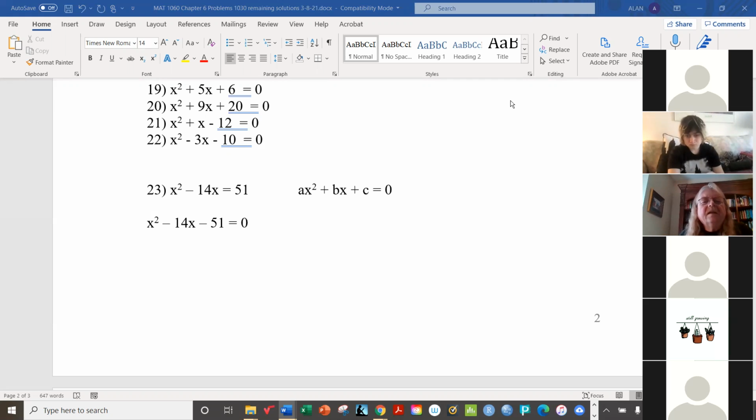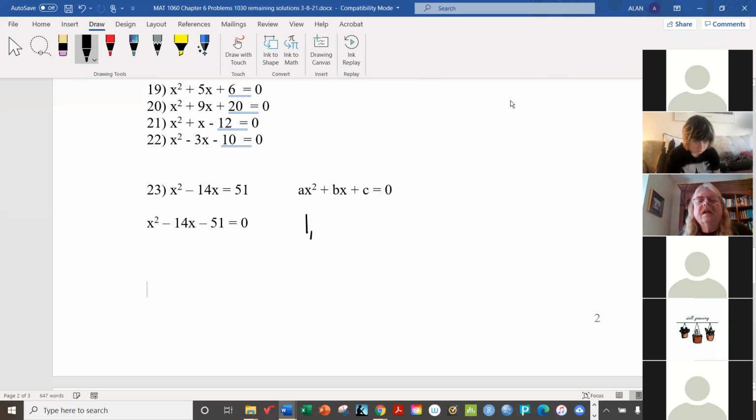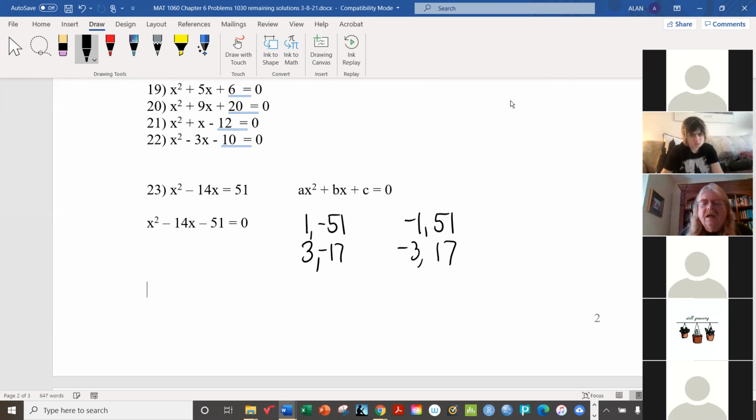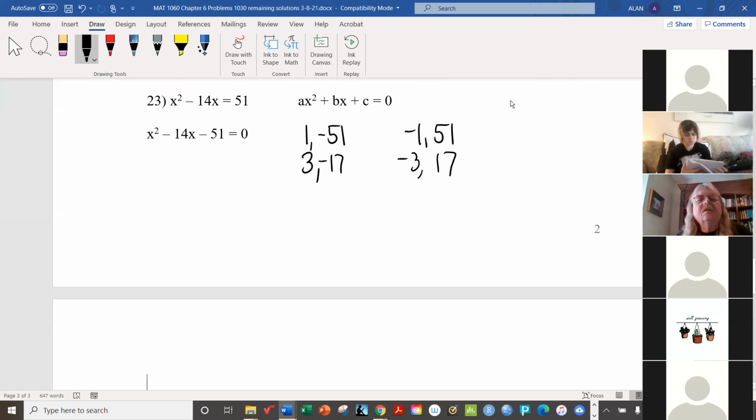So we need a pair of integers whose product is -51, but whose sum is -14. Let's run through some of the possibilities. 1 and -51 will give us a product of -51, as will -1 and 51. We also have 3 and -17, and -3 and 17. I think that's it, but we've already got the ones that we need.